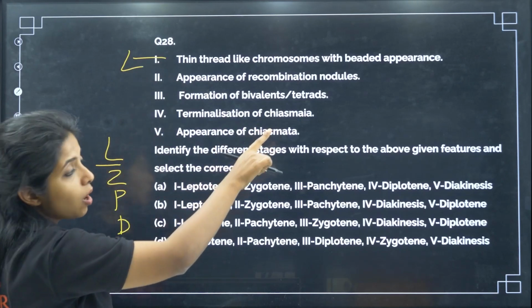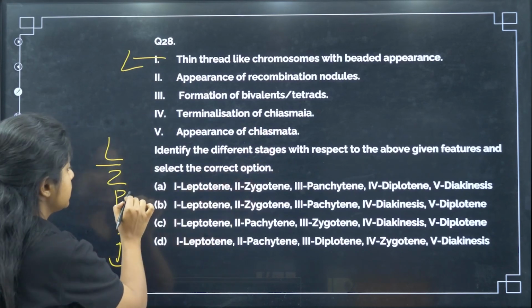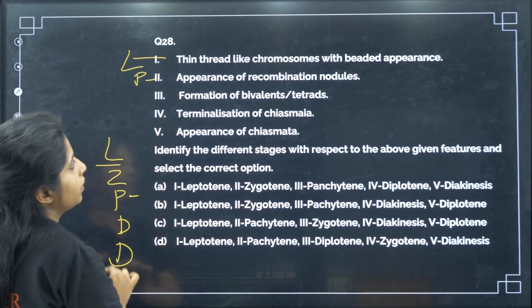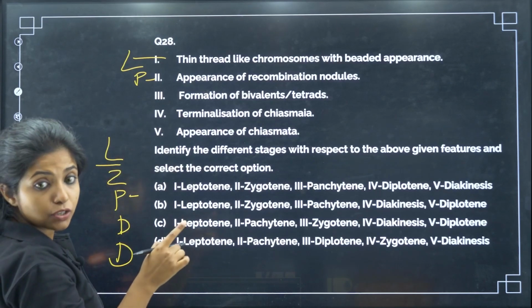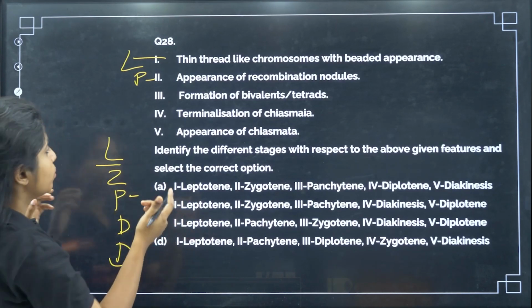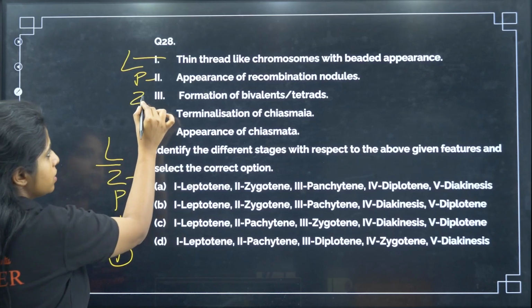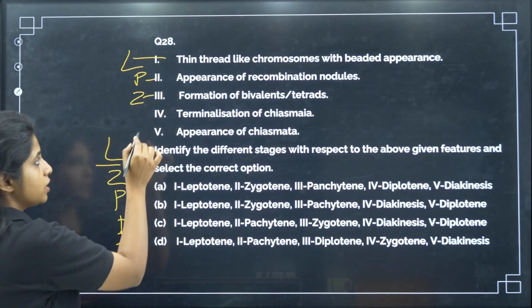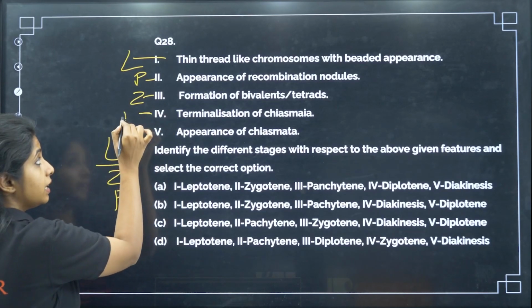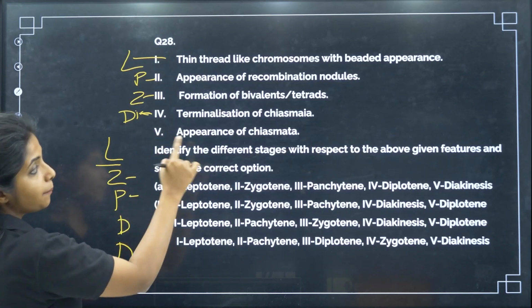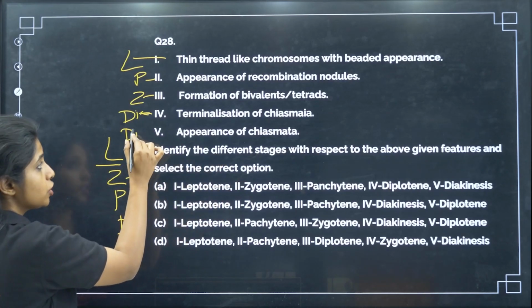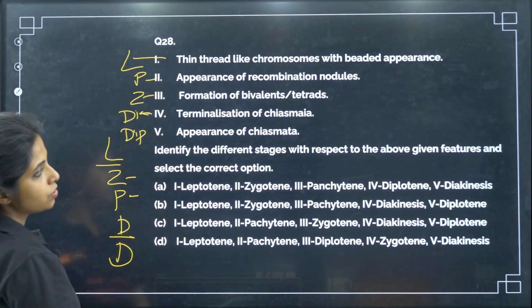Now appearance of recombination nodules. Where does recombination take place? In pachytene stage. Okay, formation of bivalent tetrads, that means you're talking about synapsis going to happen really soon. That is in zygotene stage. Terminalization of chiasmata, towards the end, diakinesis. Right, appearance of chiasmata occurs in diplotene, just before it.